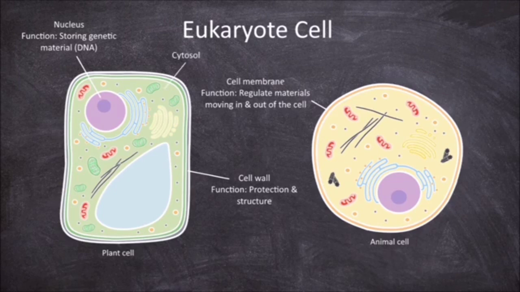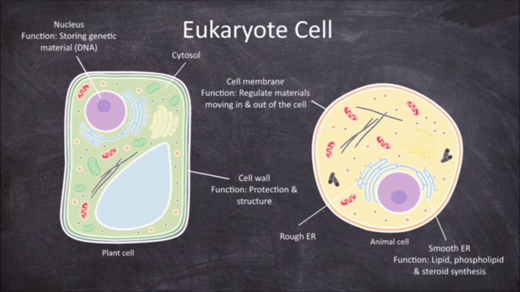Coming from the nucleus, you get the smooth and rough endoplasmic reticulum, called the ER for short. The function of the smooth endoplasmic reticulum is in lipid, phospholipid, and steroid synthesis. The function of the rough endoplasmic reticulum is in protein synthesis. Ribosomes can be found within the cell, both attached to the rough endoplasmic reticulum, but are also found free within the cell. There is also the Golgi body.